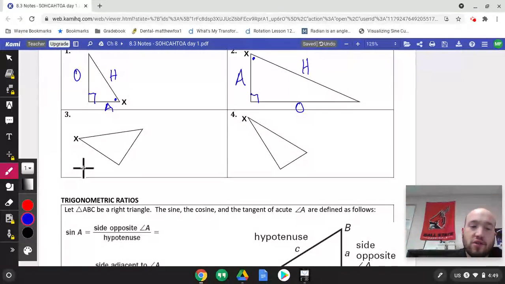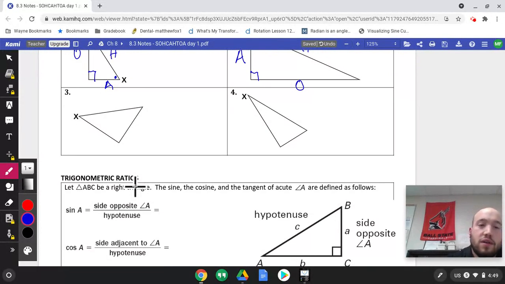If you want to try this on your own, go ahead and pause the video. So here's our right angle. The hypotenuse is always across from the right angle; then opposite and adjacent. And our final one, here's a right angle. That's the angle we're concerned with. Hypotenuse, opposite, adjacent.